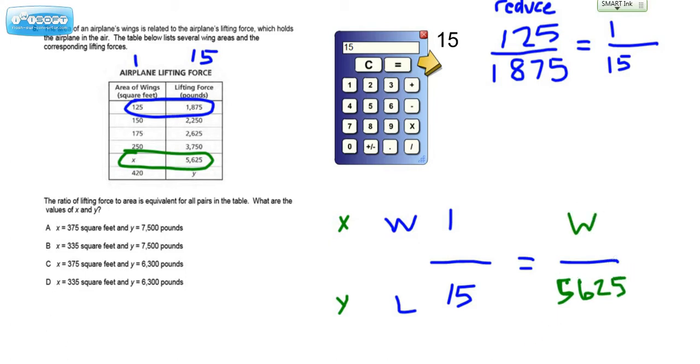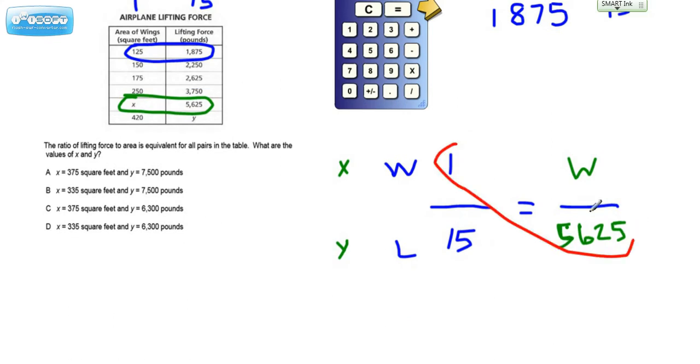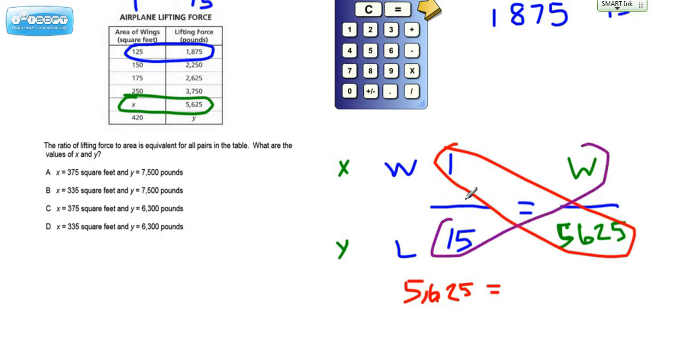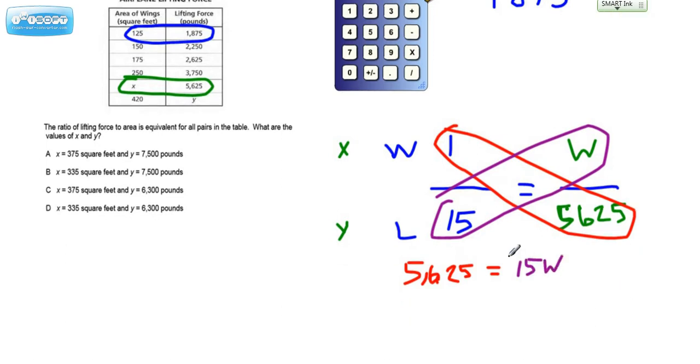Let's use cross products. This cross product would be 1 times 5,625, which of course is 5,625. A little tough to write with my mouse today for some reason. The other cross product, right here, I'll circle that in purple, would be 15 times W. Now we're going to use our algebra skills to solve for W. The inverse, or the opposite of multiplying a variable by 15, is to divide it by 15. We're going to do that on both sides of the equation to keep it balanced. This will cancel out.